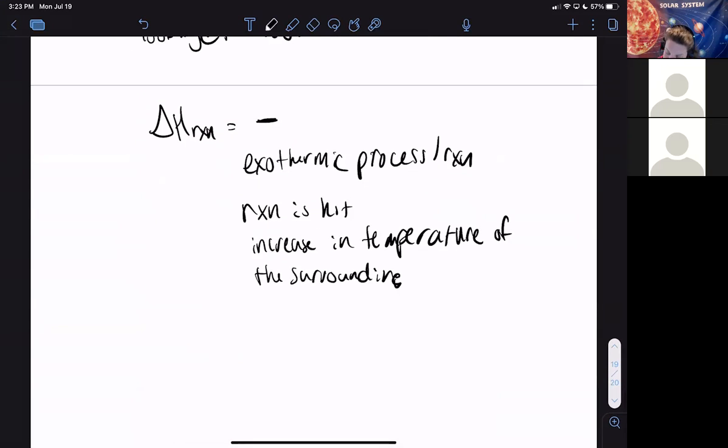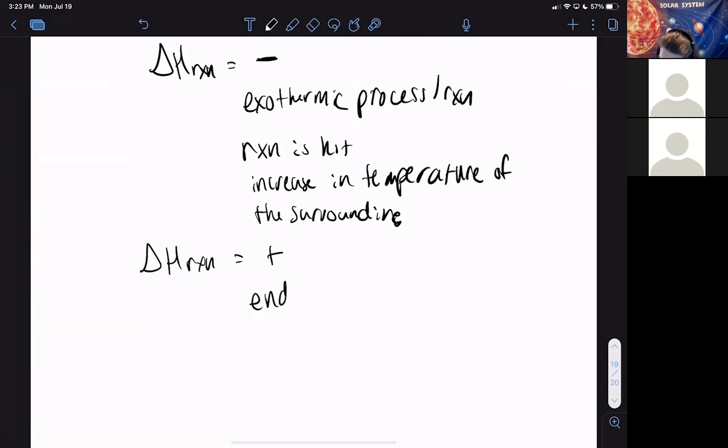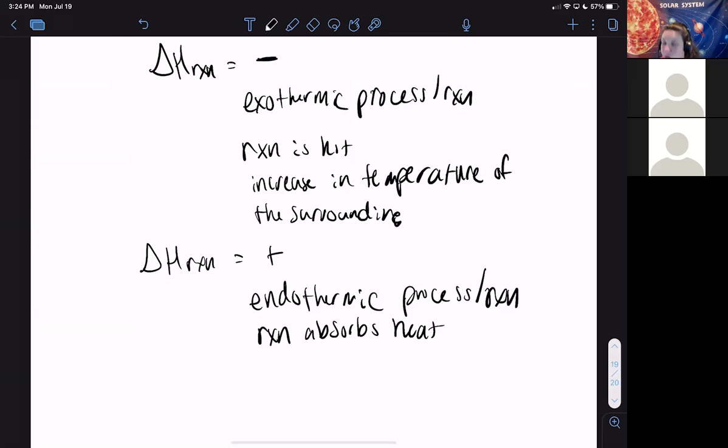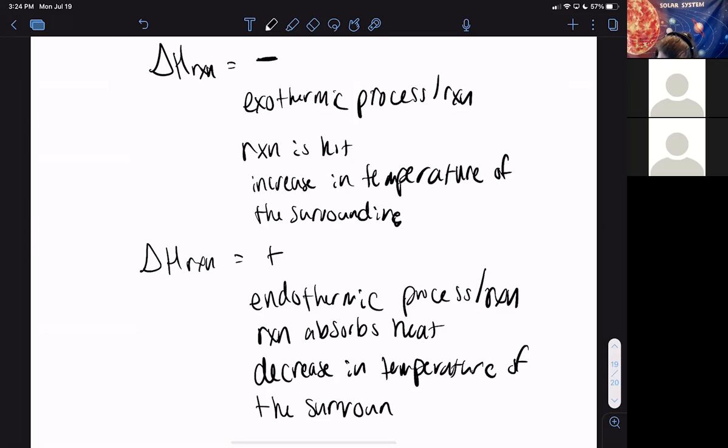Sorry. And then if you have a delta H of reaction that is positive, this is called an endothermic process or reaction. And the reaction absorbs heat. It's going to absorb that heat from the surroundings. So there's going to be a decrease in temperature of the surroundings. So it'll actually get colder.